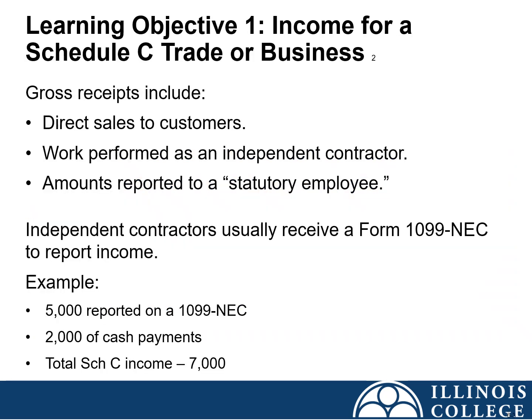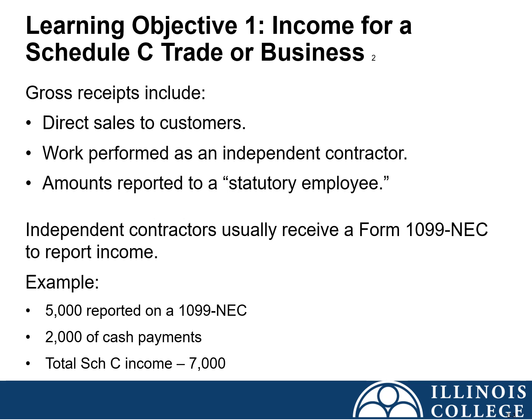Now let's talk about what counts as income for a Schedule C business. The key term here is gross receipts. Gross receipts include essentially all income received from the business. This includes direct sales to customers, payments for services, income earned as an independent contractor, and amounts reported to a taxpayer as a statutory employee. So the idea is very broad. If the business receives money, it's generally included in income.